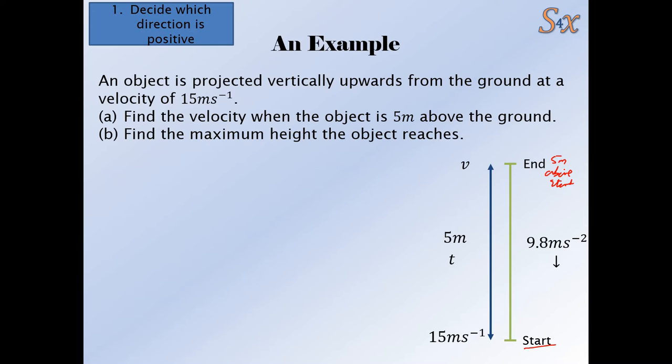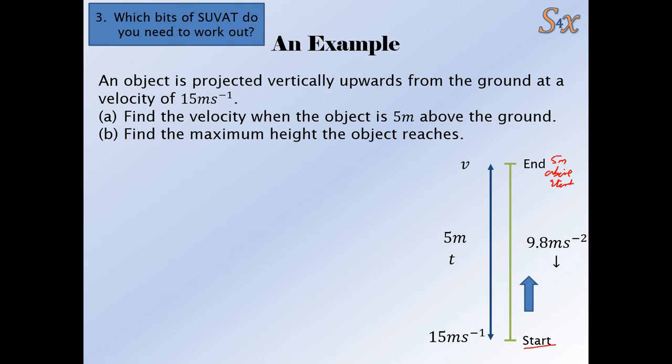Because the ball's traveling upwards, I'm going to take upwards as positive here, and also because it'll let you see how we treat it differently when we take upwards as positive in a gravity question. Which bits of SUVAT do we know, and which do we need to work out? Well, S was 5 meters. The ball's traveling upwards, and upwards is positive, so S is positive 5 meters.